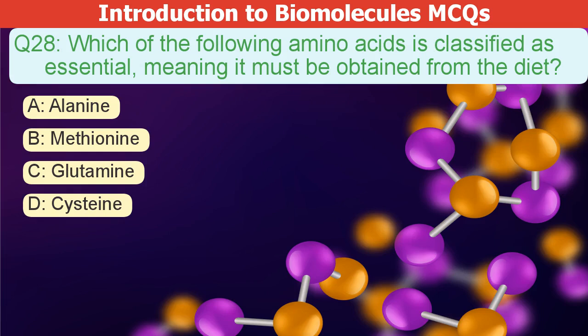Which of the following amino acids is classified as essential, meaning it must be obtained from the diet? A. Alanine. B. Methionine. C. Glutamine. D. Cysteine.